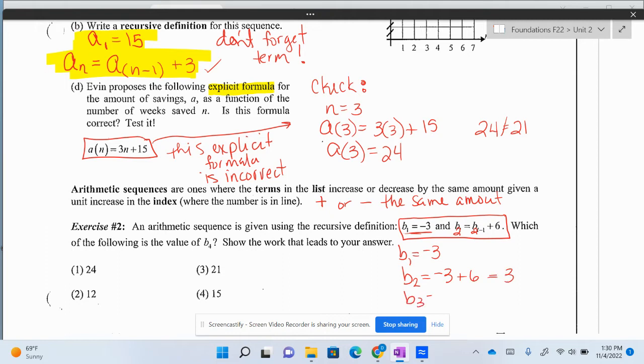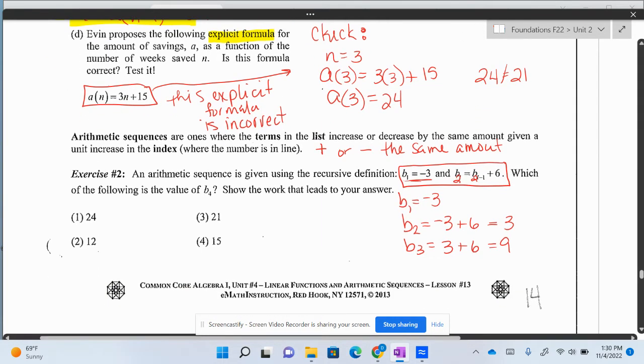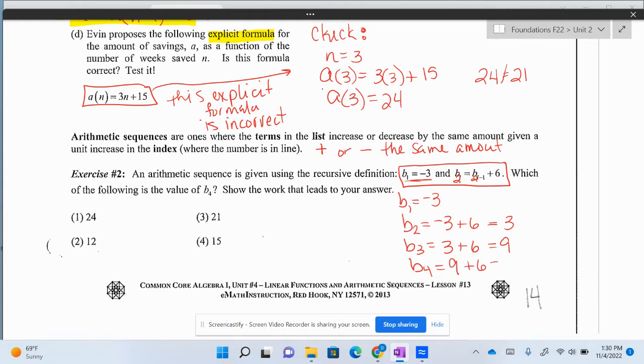So that means take the term before that, which is this, and add 6 to it, which equals 3. And the third one says, hey, take the term that came before that and add 6 to that, which is 9. And the fourth term is the value of the term before that. And we're going to add 6, which is 15.